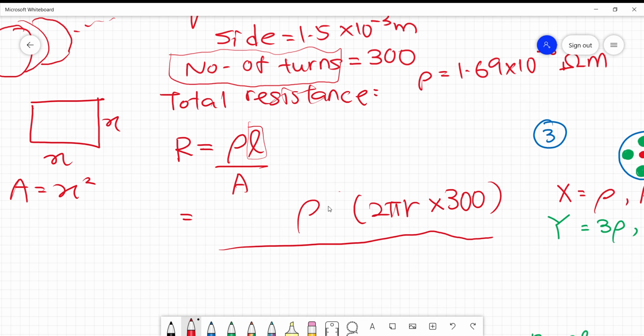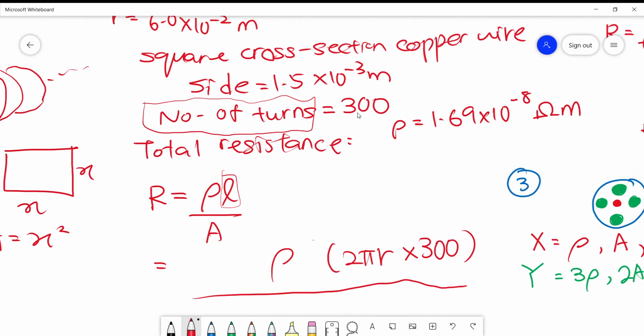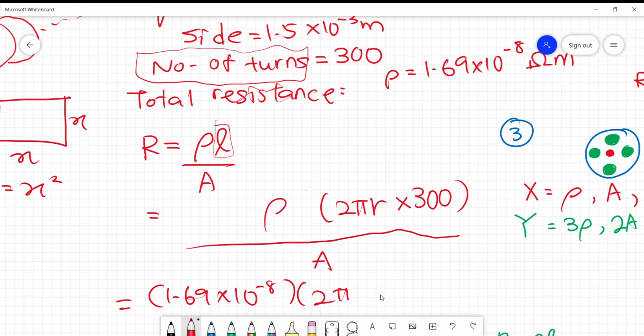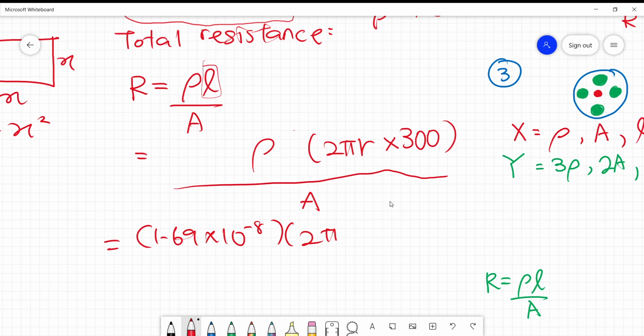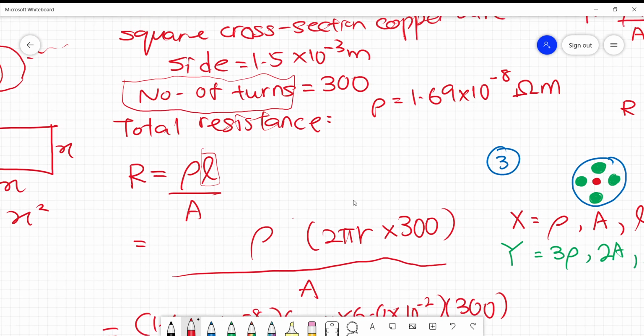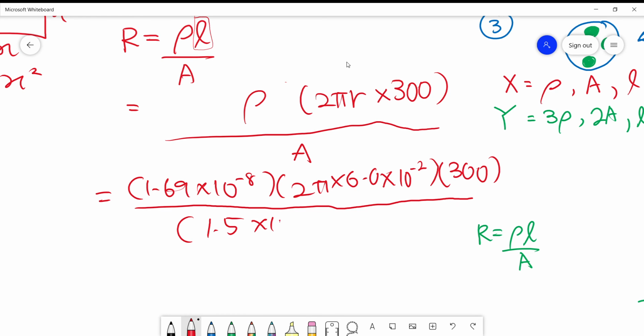What we need to do is substitute this 1.5 times 10 to the power of negative 3, squared. So we get 1.69 times 10 to the power negative 8, times 2 pi r, where r is the radius of the PVC pipe, 6.0 times 10 to the power negative 2, times 300, over 1.5 times 10 to the power negative 3, squared. So what we get here is 0.849 ohm.